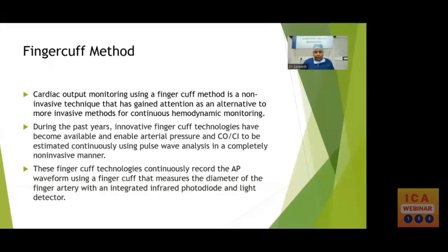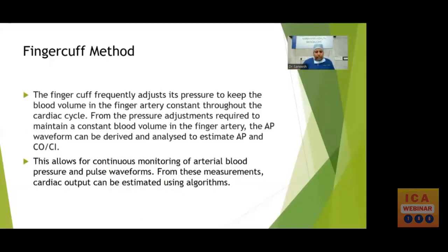These finger cuff technologies continuously record the arterial pressure waveform using a finger cuff that measures the diameter of the finger artery with an integrated infrared photodiode and light detector. The finger cuff frequently adjusts its pressure to keep the blood volume in the finger artery constant throughout the cardiac cycle. From the pressure adjustments required to maintain a constant blood volume in the finger artery, the arterial pressure waveform can be derived and analyzed to estimate arterial pressure and cardiac output. This allows for continuous monitoring of arterial pressure and pulse waveforms.